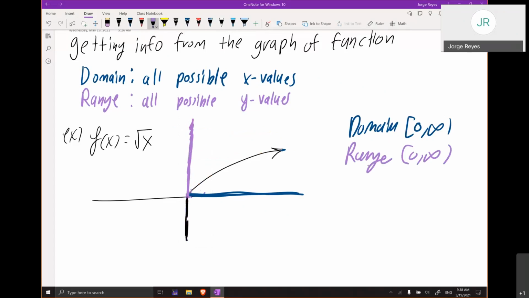Hopefully this is clear from the picture, but also you know the square root function. You know you can't plug in negative, so this should be the domain and you should know it. And then range, you know that when you plug in stuff, it'll be positive.